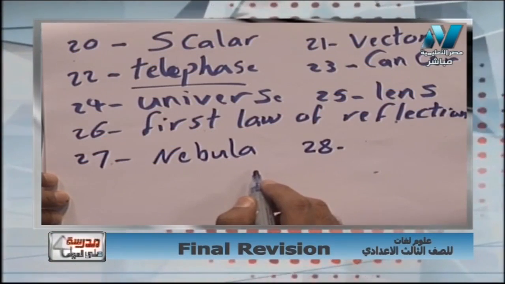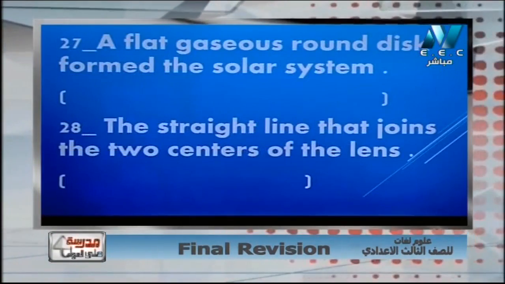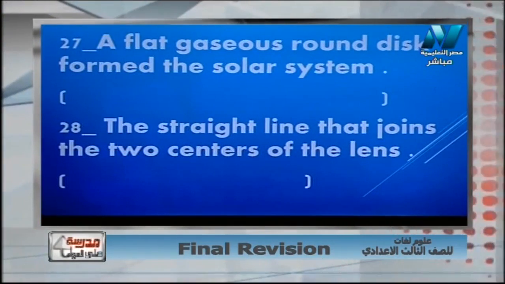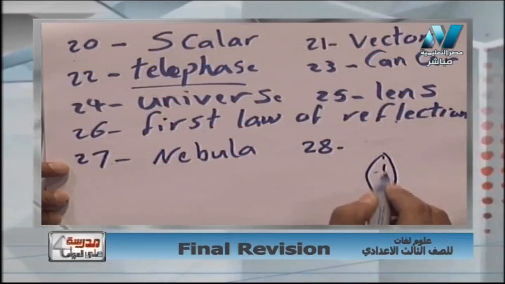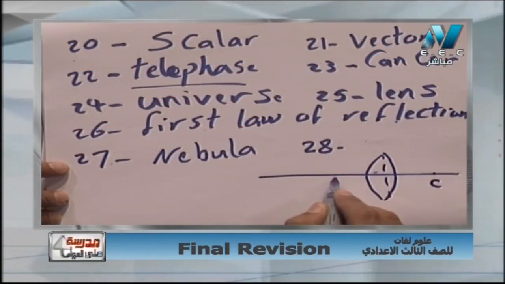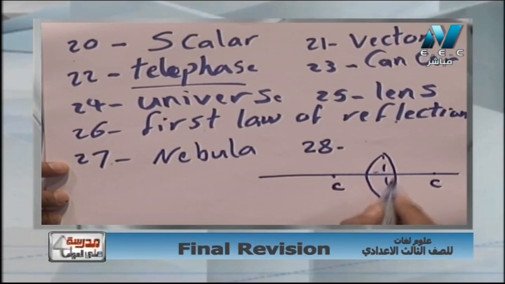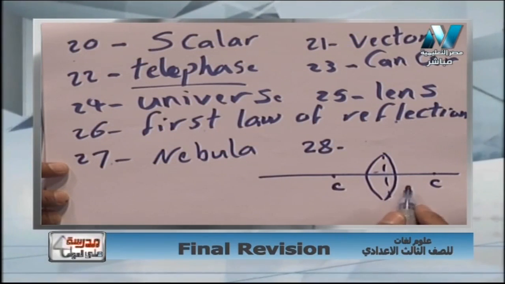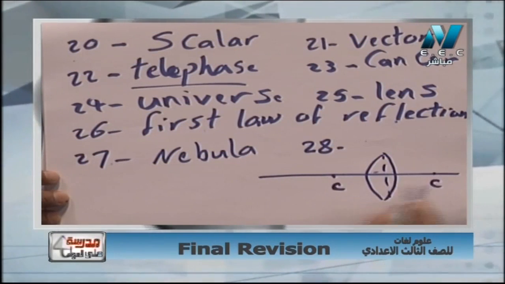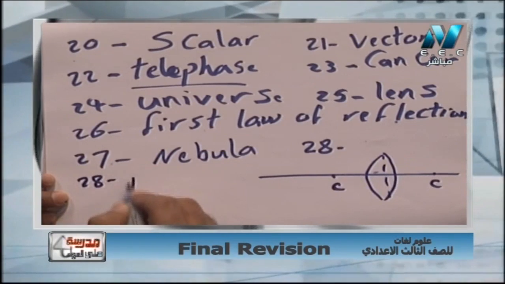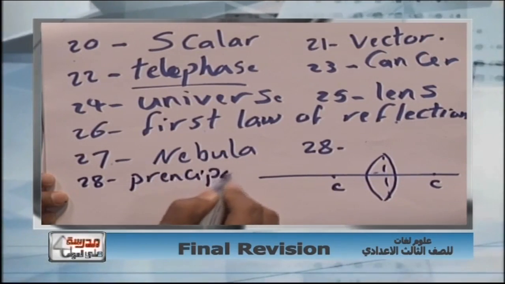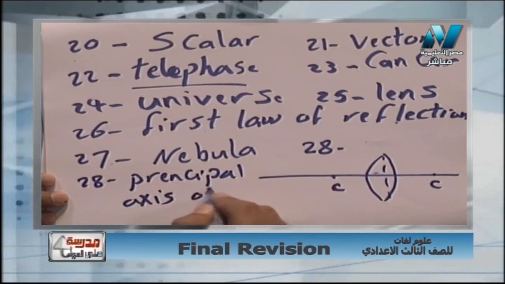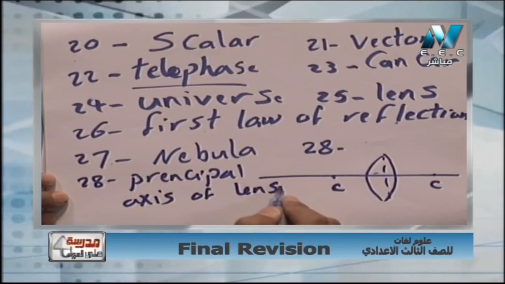Number 28. The straight line that joins the two centers of the lens, like that. Joins the two centers, because the lens has two centers, because it is a part of two spheres. And it has two foci, because it is a part of two spheres. What is this line? This straight line is called what? It's called principal axis. Principal axis of what? Of lens.